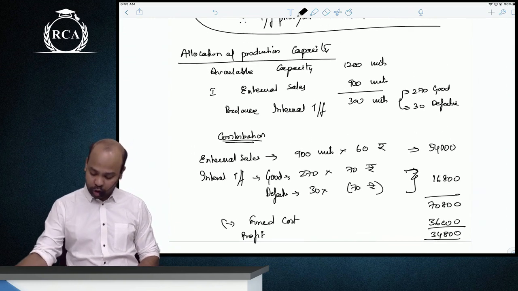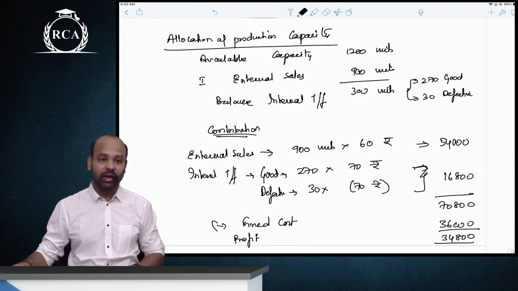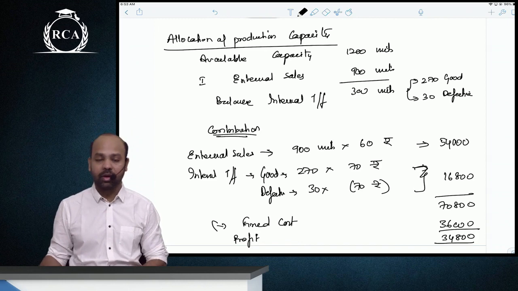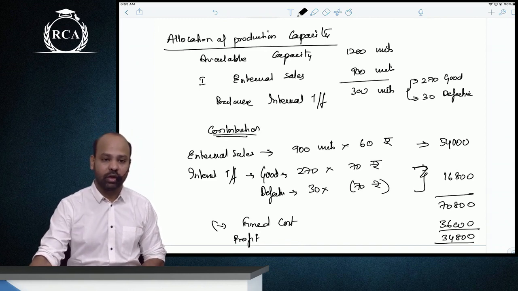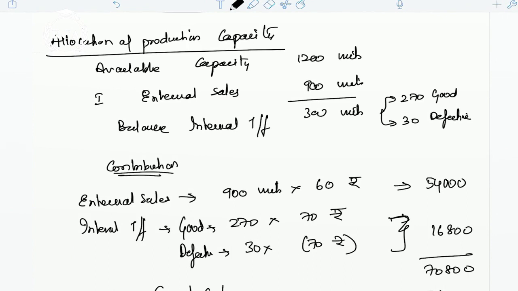This is the allocation of production capacity, and we are making a profit here: 34,800 rupees. 34,800. Are we clear about this? Yes, sir. Please make a note. Allocation of production capacity. Make a note.